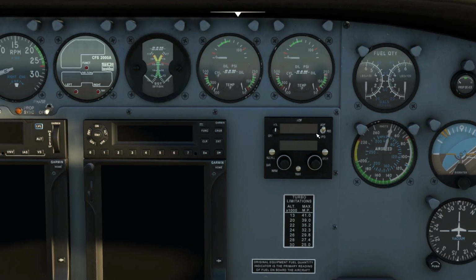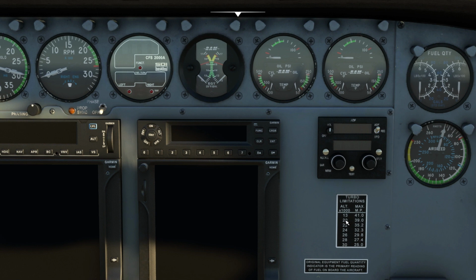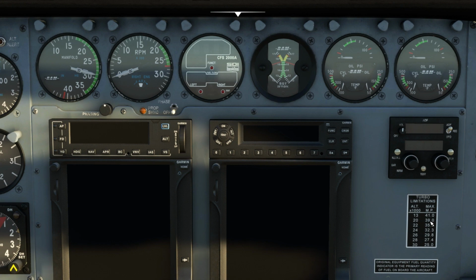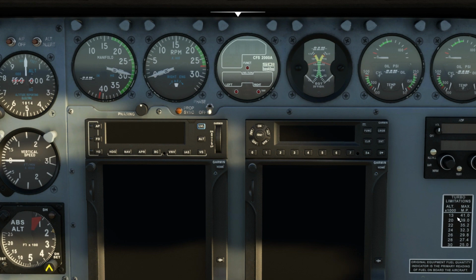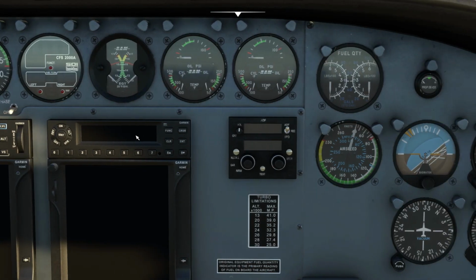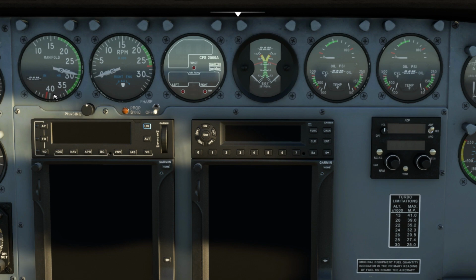So now here we have the ADF for non-directional beacons, so radio navigation again. We've got some placards. This is quite important. Turbo limitations. We will not go into the turbo limitations, so we will only be at 18,000 feet. We will not have any limitation because 41 is the limit anyway, so of course we'll keep it in the green after takeoff.